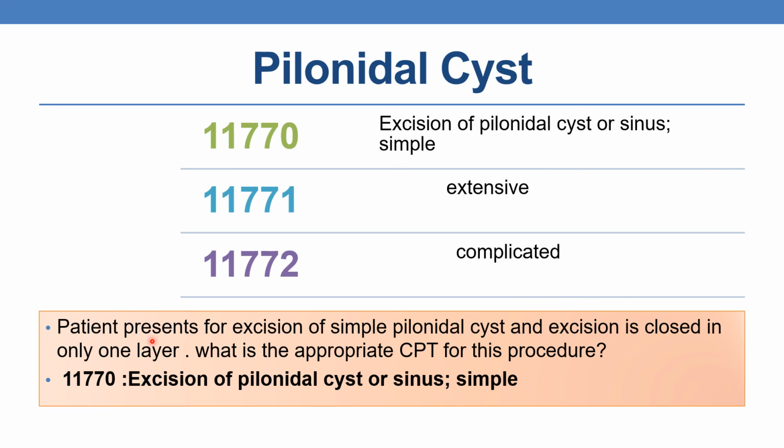Let us discuss an example. Patient presents for excision of simple pilonidal cyst and the excision is closed in only one layer. That is, simple closure is done. What appropriate CPT is reported for this procedure? The appropriate CPT is 11770, which is excision of pilonidal cyst or sinus, simple.